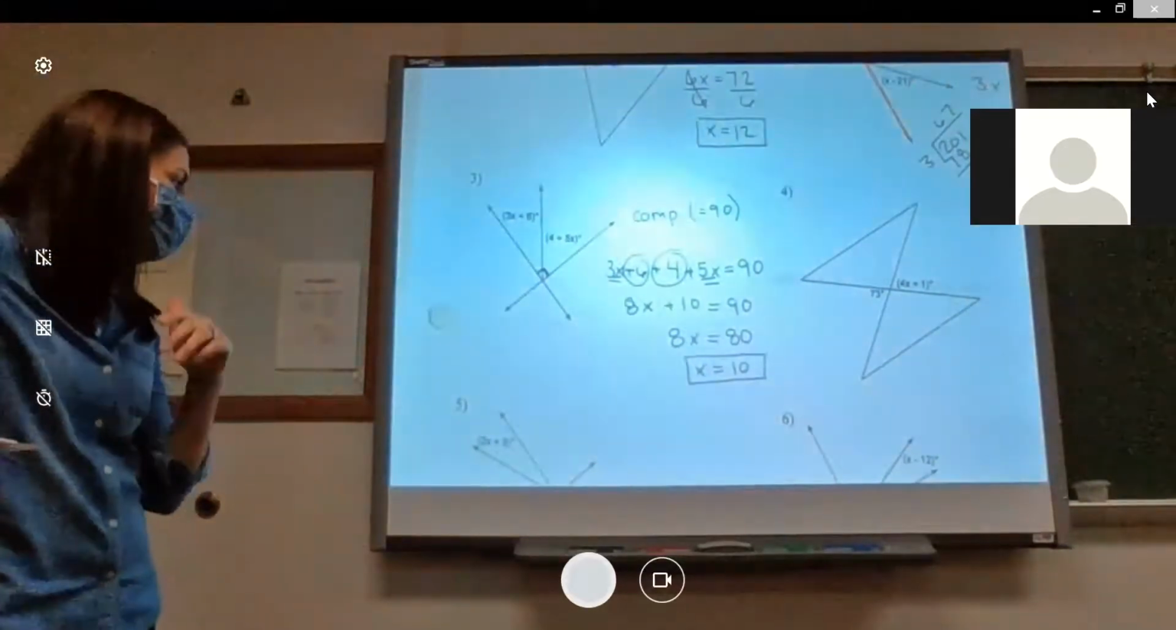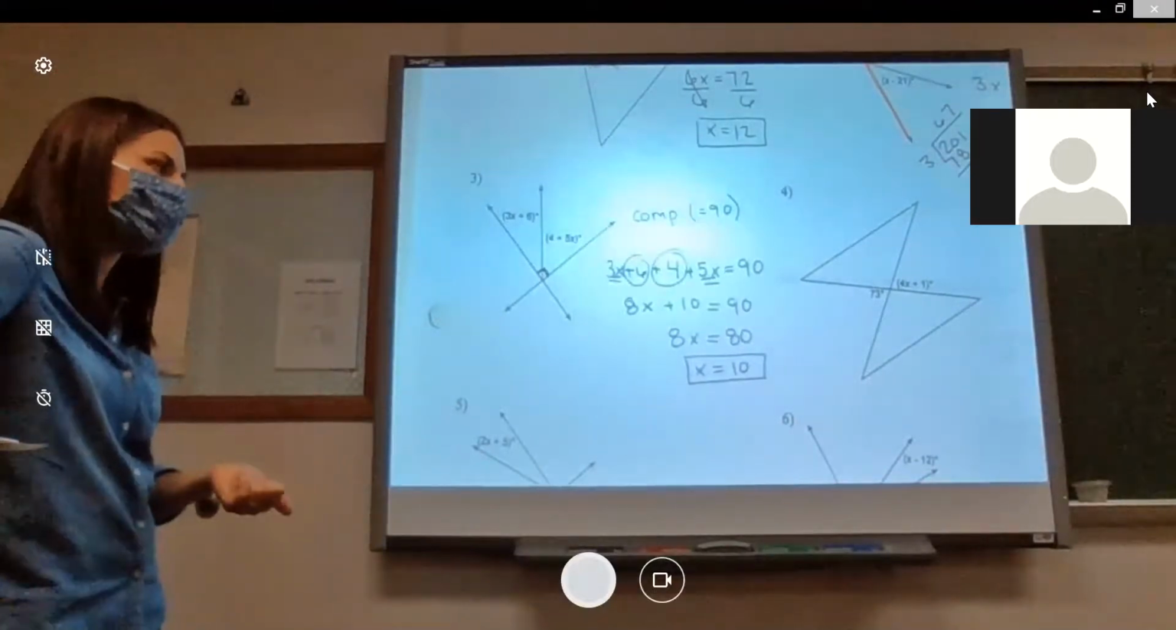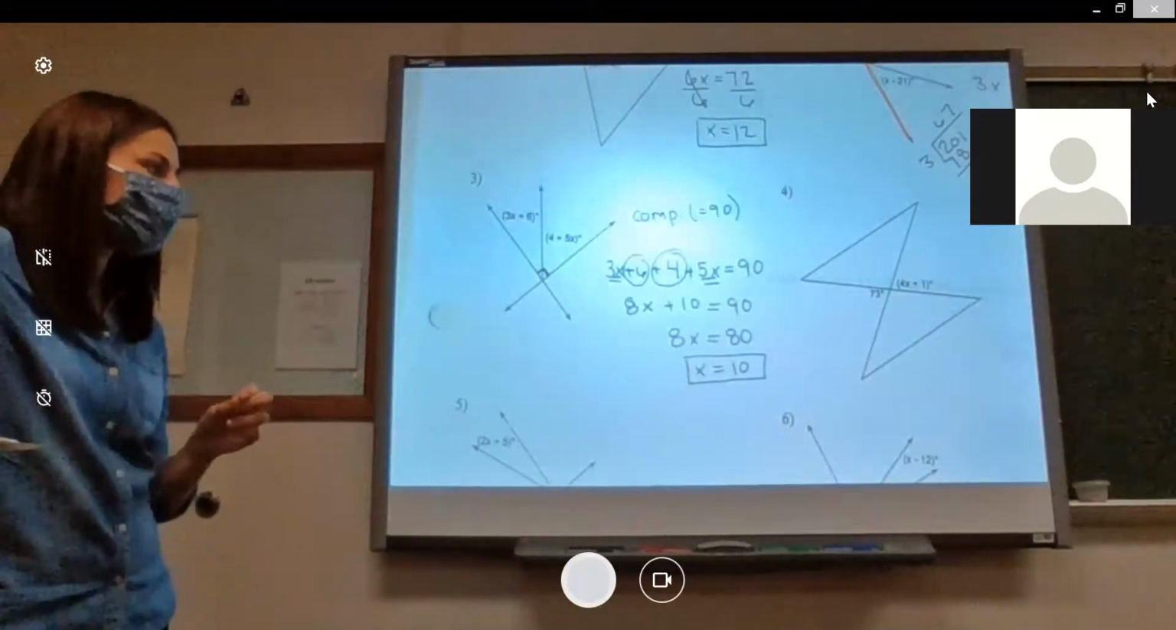Okay, so it's all about knowing how to set it up. From there, I think we're all pretty strong with equation solving. Yeah. So I'm going to give you a few minutes to try the rest of these.